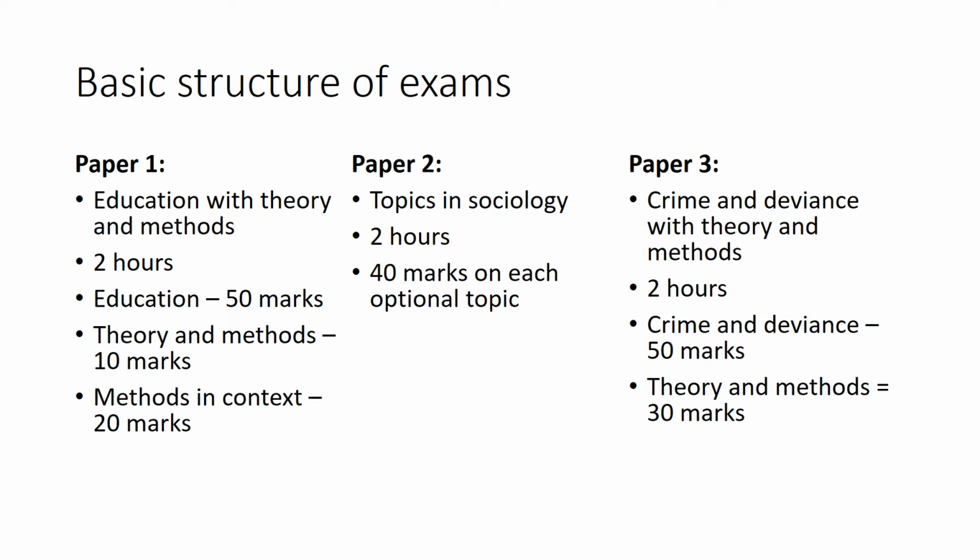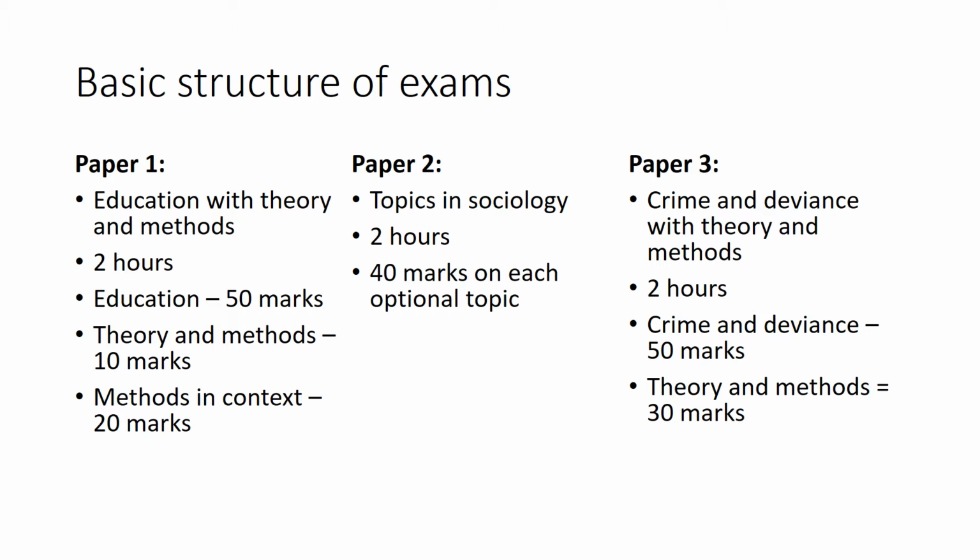So you've got paper 1, which looks at education with theory and methods. There are 3 sections making up 80 marks: education, theory and methods, and methods in context. The difference is that theory and methods is purely the theory and methods, but the methods in context section is when these methods are applied to a situation that involves education and the topics that you cover in the education section of the course.